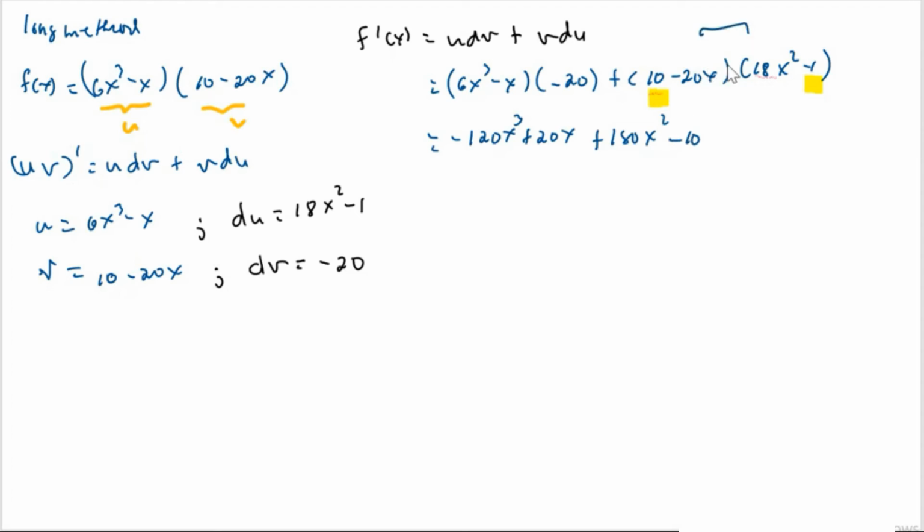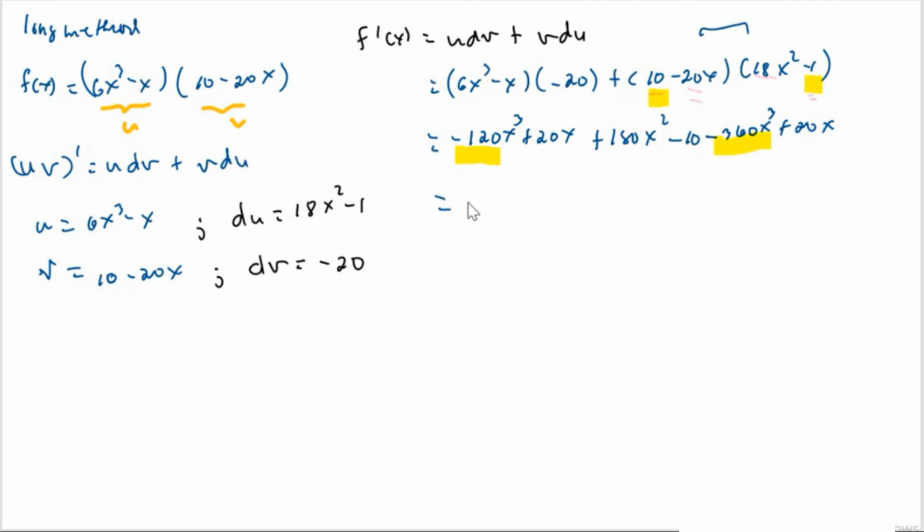Then inner terms, we have negative 20 times 18. So the product is negative 360x cubed. And the last terms, which is the product of negative 20 times negative 1, is positive 20x. So positive 20x. Now after that, combining like terms, so negative 120x cubed and negative 360x cubed.